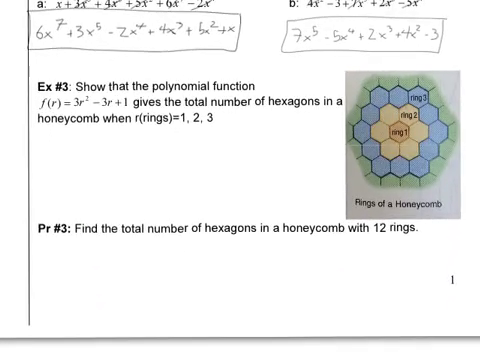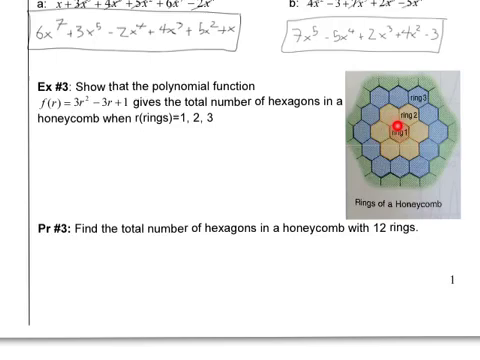Okay, so now let's get into the meat of this. It says, show that the polynomial function f here, basically, f of r, gives the total number of hexagons in a honeycomb when r, or rings, is 1, 2, or 3. So as we plug in r, it should give us the total number of hexagons. Well, look. For one ring, we just have one hexagon. For two rings, we have 6, plus this one is 7. For 3, count all these ones up, 1, 2, 3, 4, 5, 6, 7, 8, 9, 10, 11, 12, plus this 7 in here is 19.